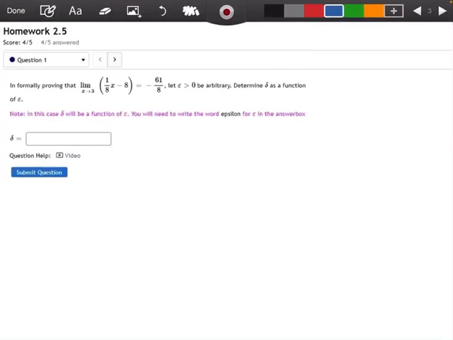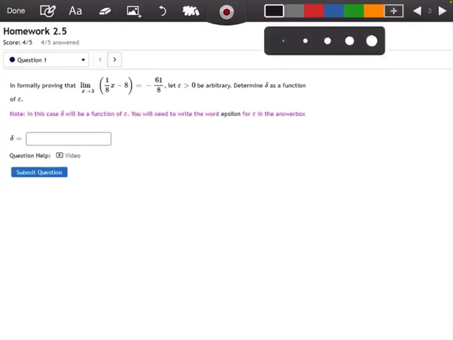All right, so y'all, this is a question out of the homework for 2.5. This is question number 1, and it says, in formally proving that the limit as x approaches 3 of 1/8 x minus 8 is equal to negative 61 over 8, let epsilon be greater than 0 be arbitrary. Determine delta as a function of epsilon.